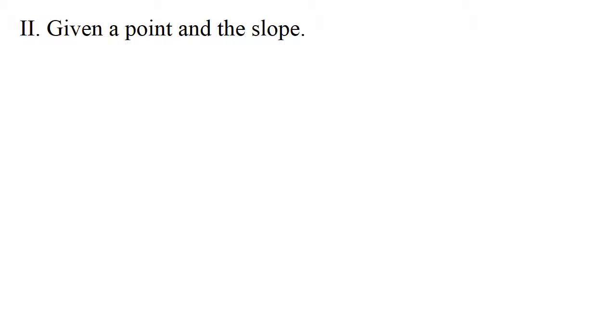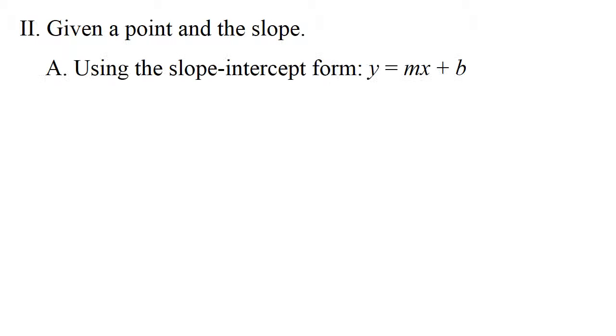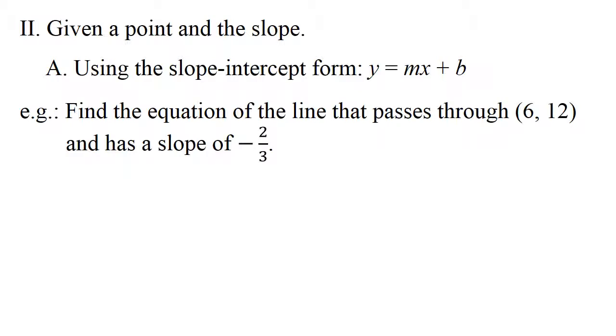Let's say instead I was told some information. I was told a point and a slope. Well, there's 2 ways I can approach that problem. The first way is I can use the slope-intercept form. This is the way I want the answer to look, so I can start that way. So let's say I wanted to find the equation of the line that passes through (6, 12) and has a slope of -2/3. So I say, well, I want it to look like y equals mx plus b.